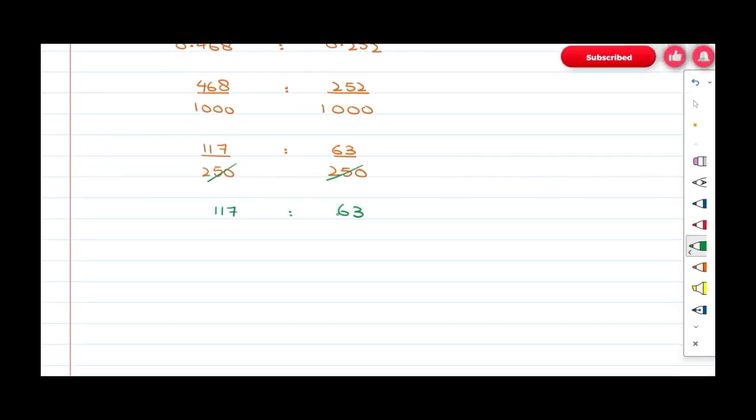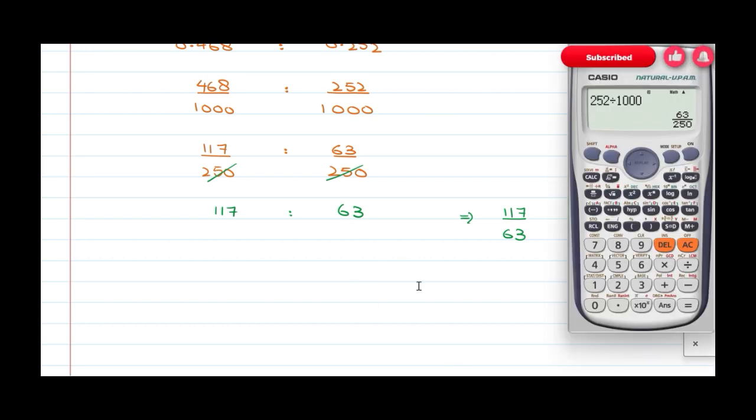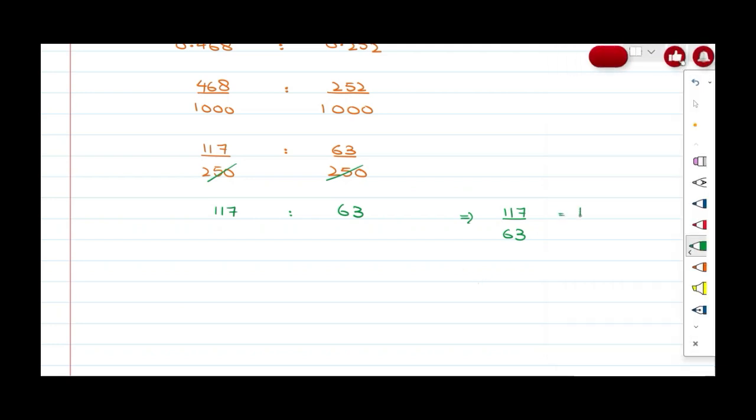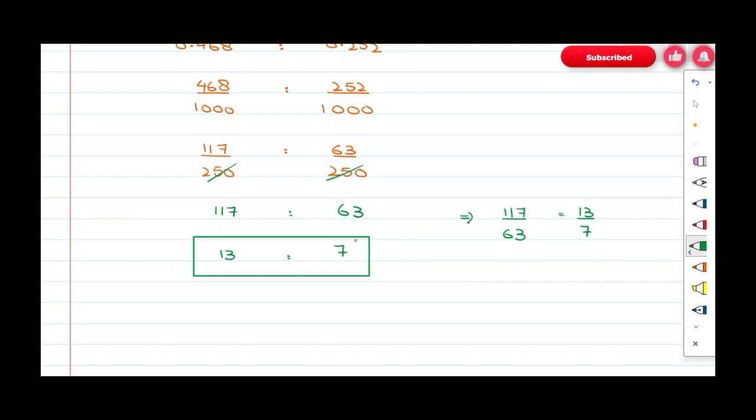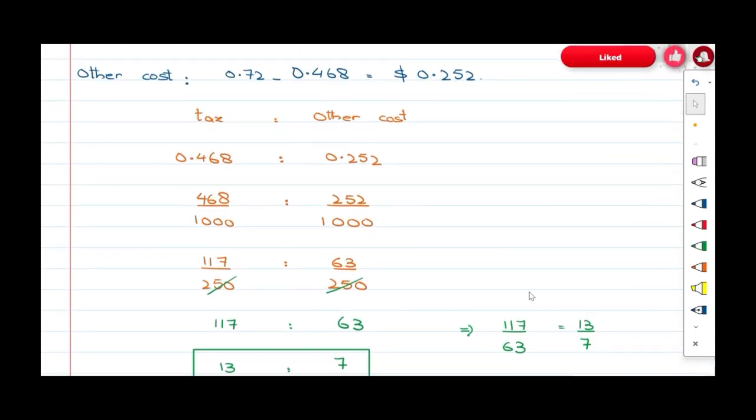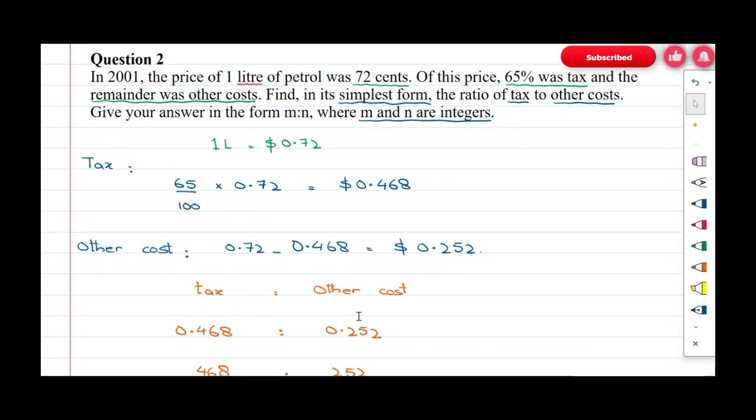Now we can easily cancel 250 with 250, and we are just left with 117 ratio 63. A ratio can also be represented as a division, that is 117 over 63, right? Let me convert 117 over 63 into the simplest form. 117 divided by 63 is 13 over 7. So in the simplest form, the ratio is 13 ratio 7. Now these are integers, m ratio n form. M is 13, n is 7. Now this is in the simplest form. The ratio of tax to the other cost is in terms of integers.